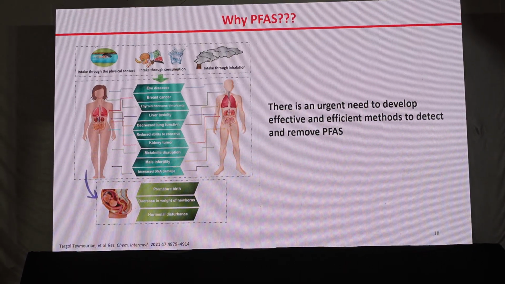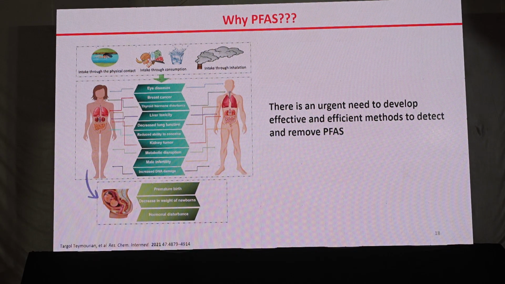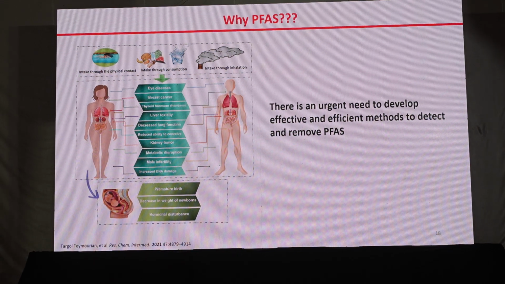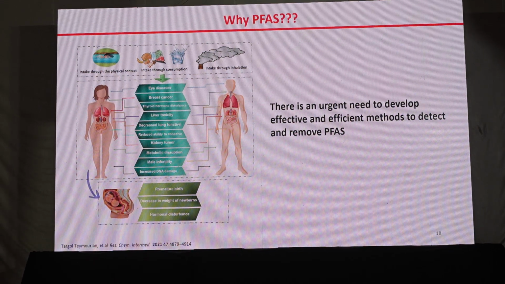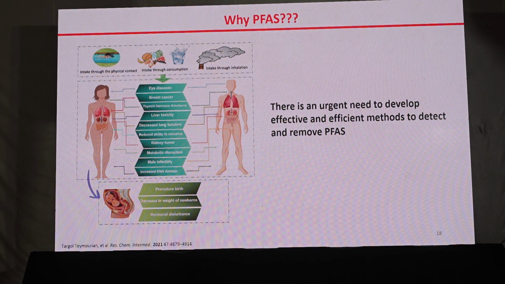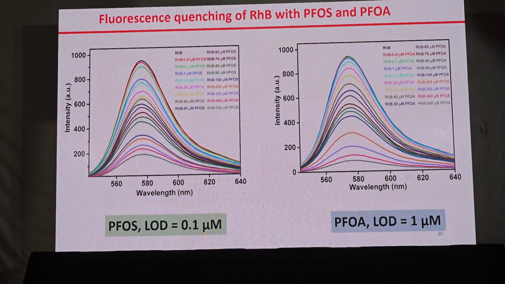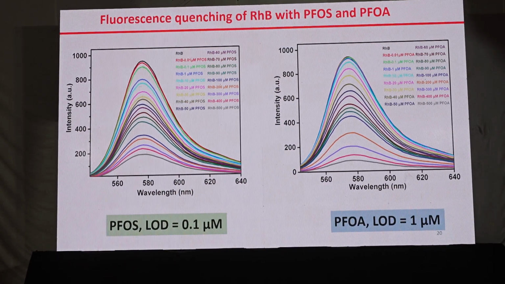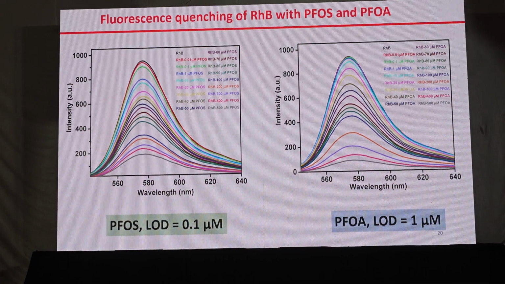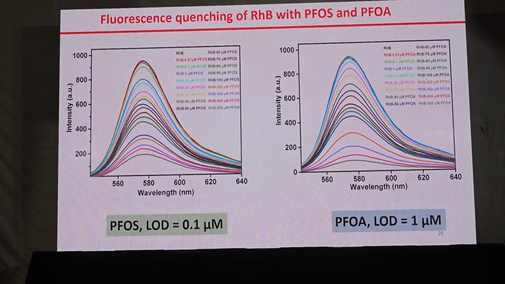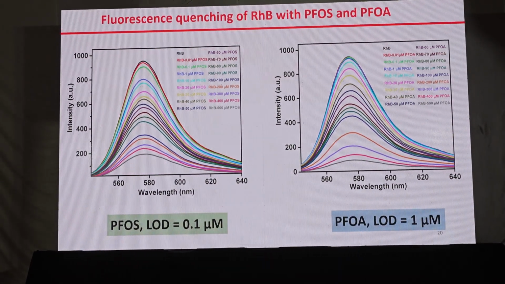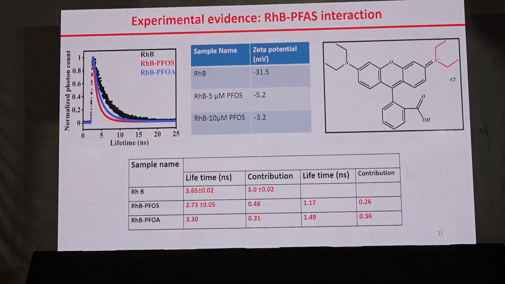The importance of this sensing is that this material has lots of health impact, and most countries banned the production of PFOS and PFOA or limited their production. These are the existing sensors available, but when we use the fluorescence technique, we cannot reach the WHO stipulated limit, which is around 70 parts per trillion. In fluorescence, we end up with a 0.1 micromolar or 1 micromolar limit of detection.